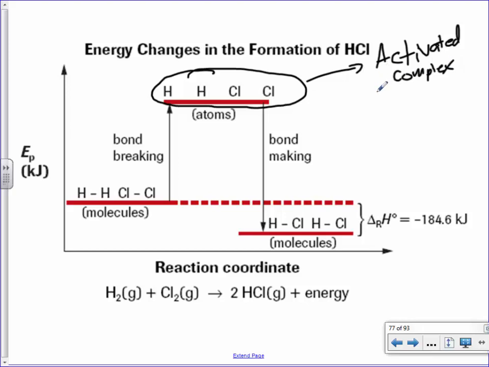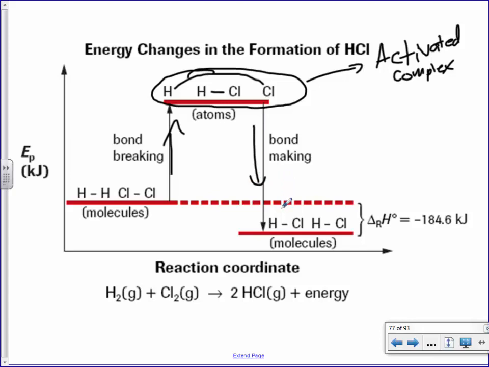Well, then they rearrange themselves. So rather than hydrogen bonding with hydrogen and chlorine bonding with chlorine, hydrogen bonds with chlorine and hydrogen bonds with chlorine. They rearrange themselves, for whatever reason and in whatever sort of geometry it requires, but they find a way to rearrange themselves, and they make new bonds.